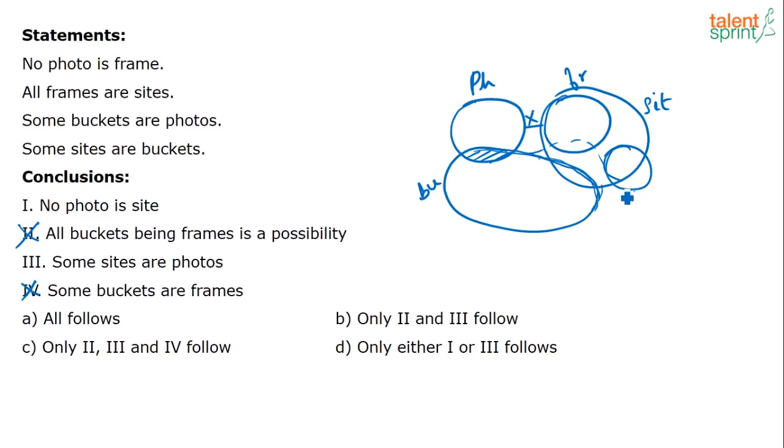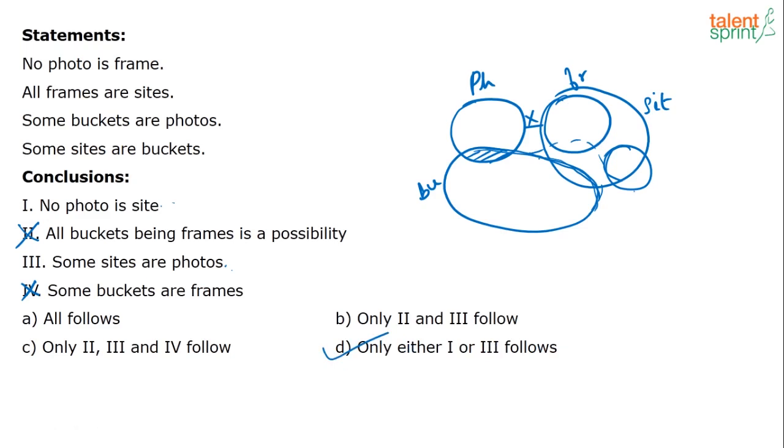Okay, so what we can say is that either this is true or this is true. Either no photo will be site or some sites can be photos, right? So any one of the conclusions will definitely be true. If this is true, then this is false. If this is true, then this is false. So what can I say? Either 1 or 3 follows. That is option D. Okay, is it clear to all of you?